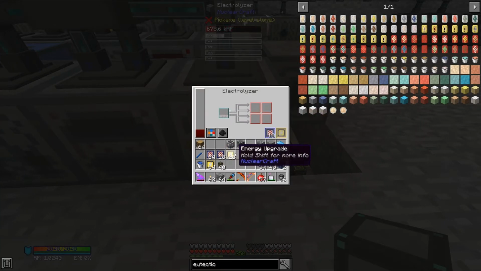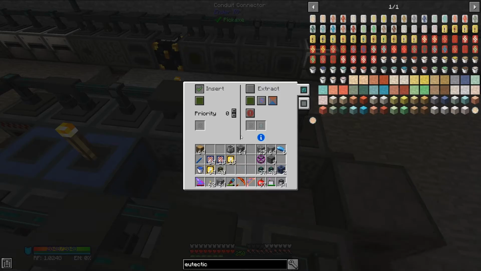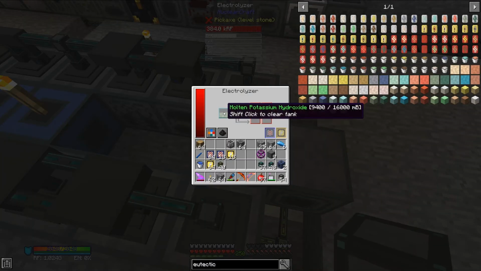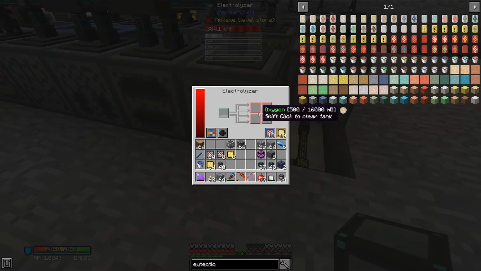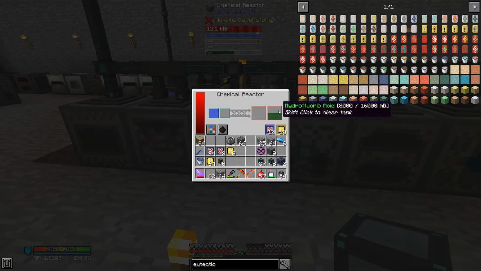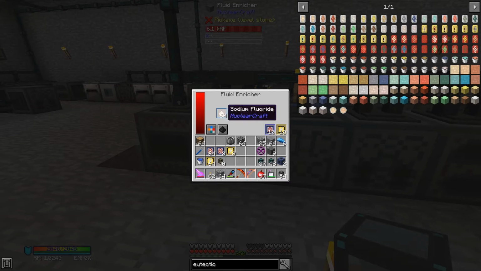Let's go ahead and speed it up once again. And let's give it some energy upgrades as well. Okay, so this will be blue. Extract always on, and this will be blue, insert. There we go, and let's speed this last machine up as well. I believe that the crystallizers might be the slowest part of this process. Nope, that doesn't seem to be the case. So what is the problem here?